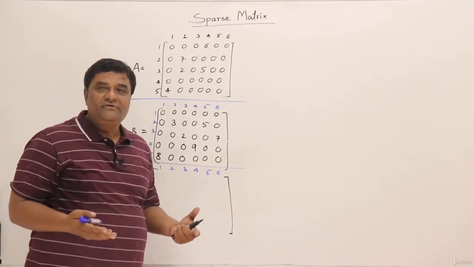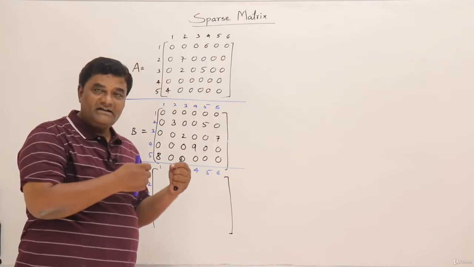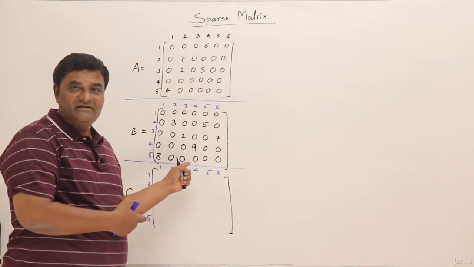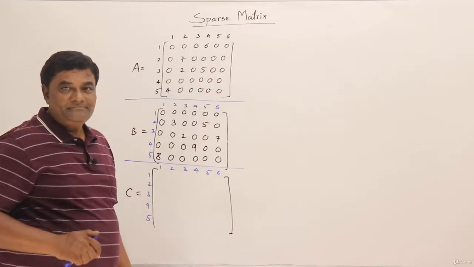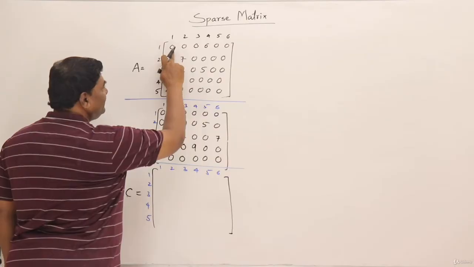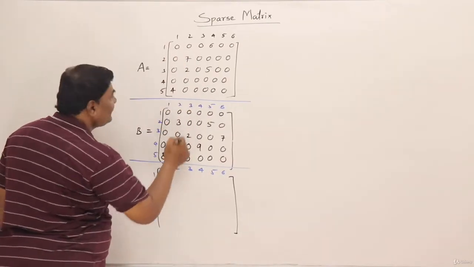Now, a normal procedure for adding two matrices, we will run the same method. That is, every element of A is added with the corresponding element of B matrix. So let us add them. So let us start with first one. First element is 1, 1. 1, 1 here, 0. 0 plus 0 is 0.